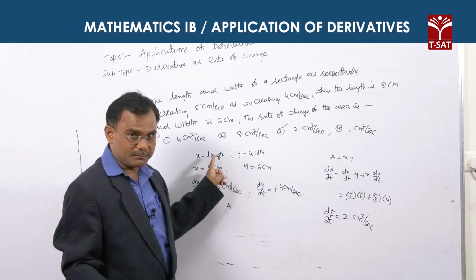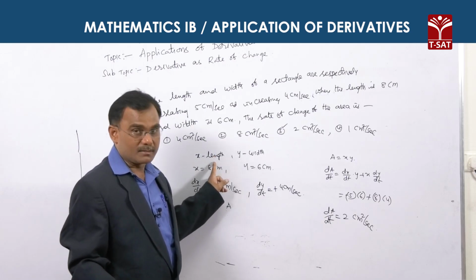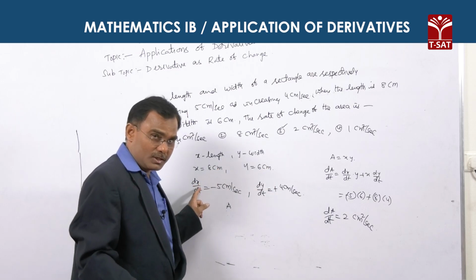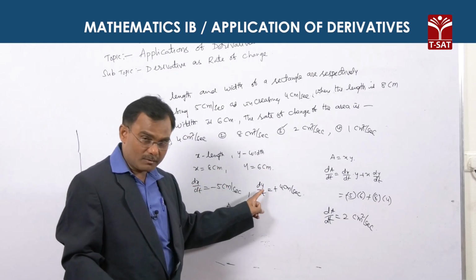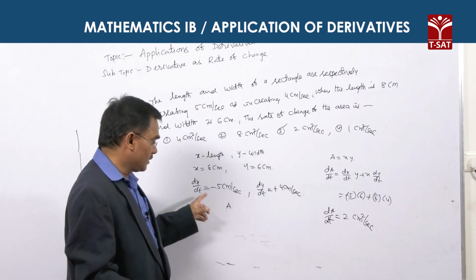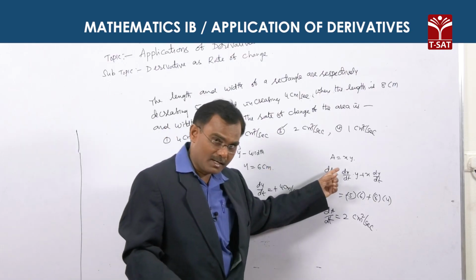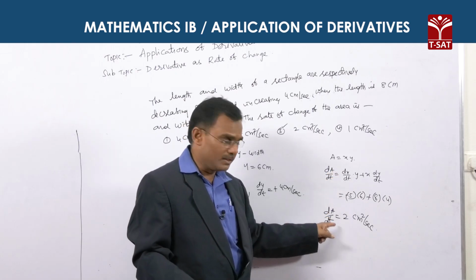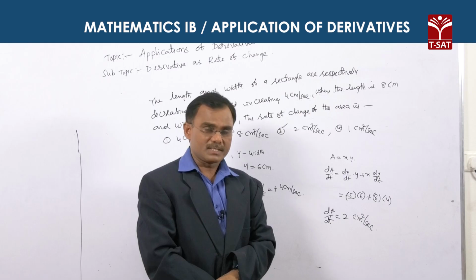What is given? The length of the rectangle x, the width of the rectangle y, the rate of change in length and the rate of change in width are given. The rate of change in area is asked. We know the area of the rectangle A is equal to xy, and the rate of change in area is dA by dt, which you calculate as 2 centimeters per second.